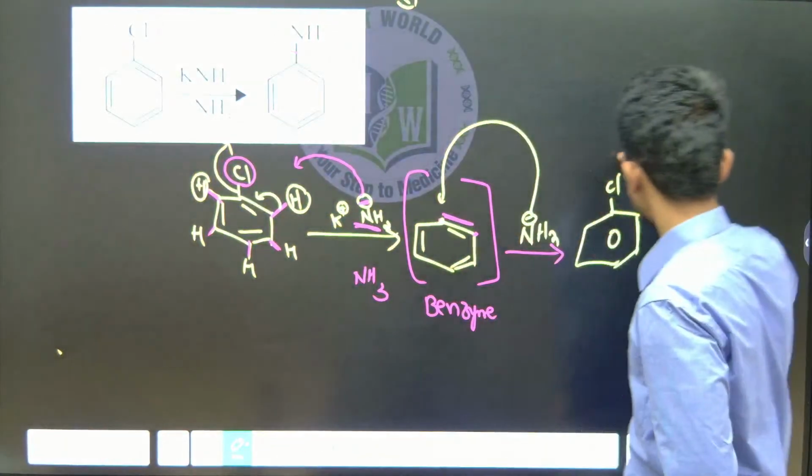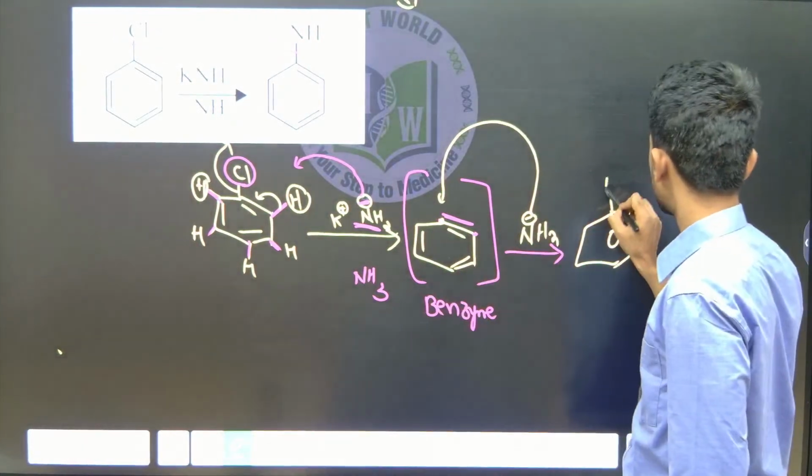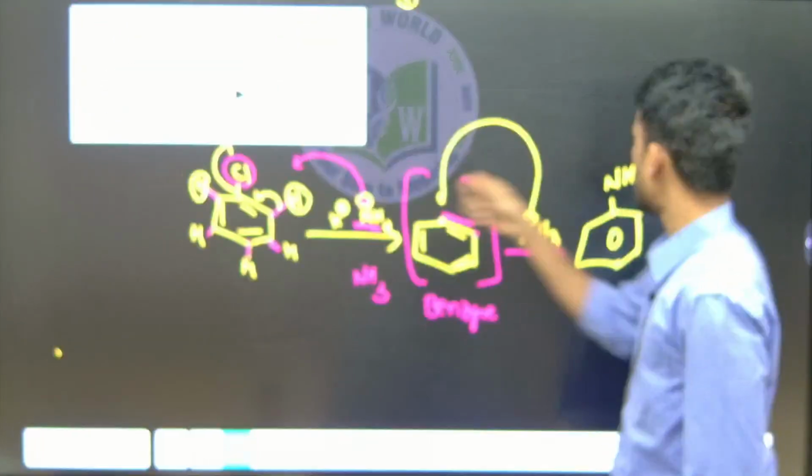Next, you need to add NH2, the only species we have here. It attacks any of these sites. There are two possible ways to add, I can add here or I can add here. Let us say I am adding it at the same position as the chlorine. So in the place of chlorine we got NH2.